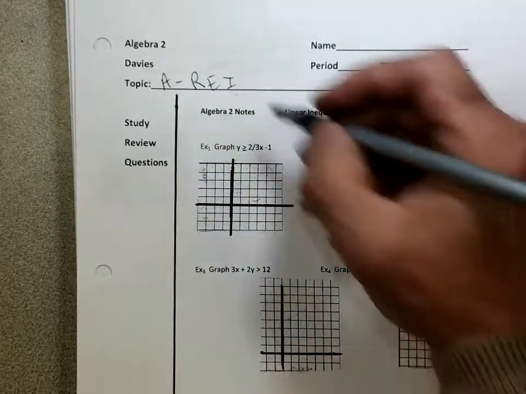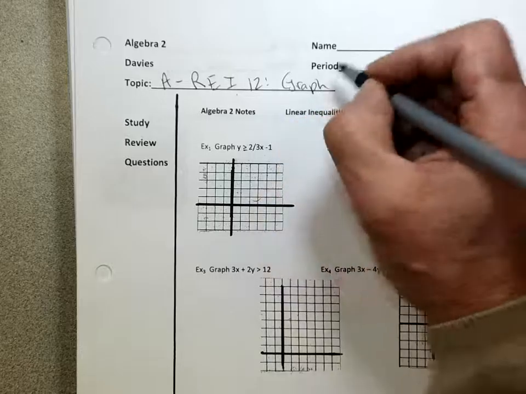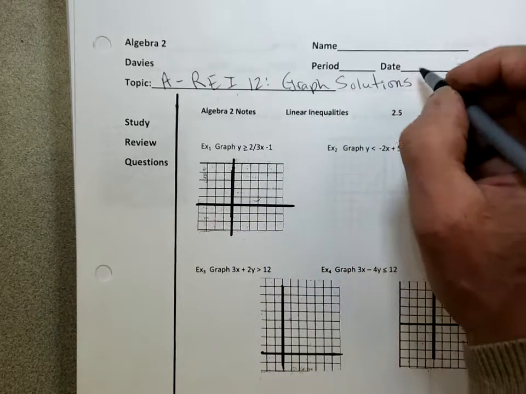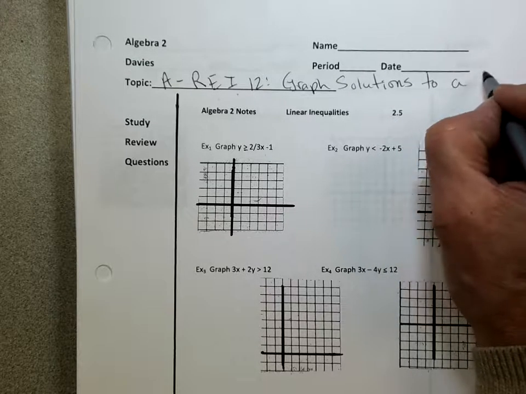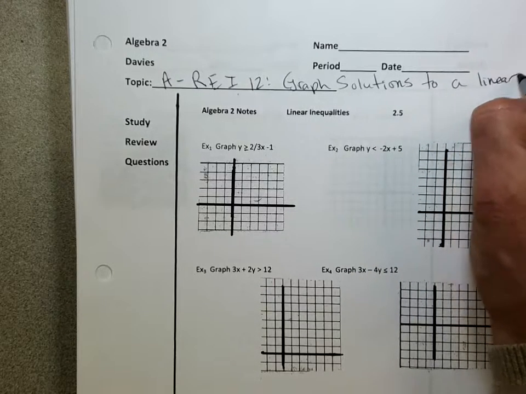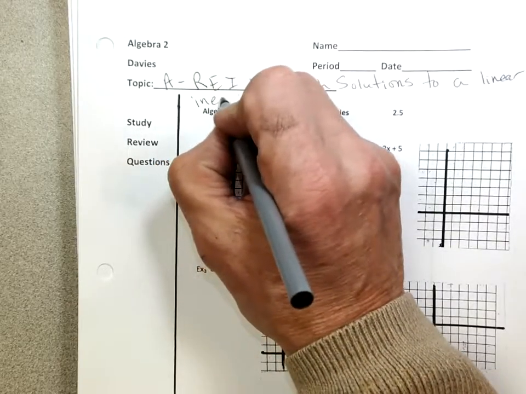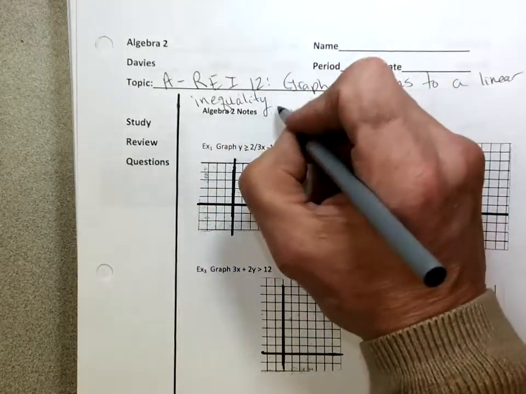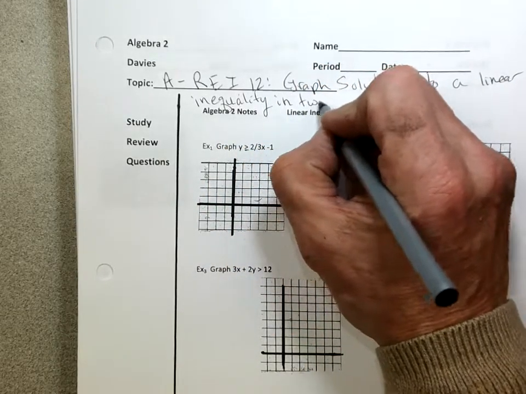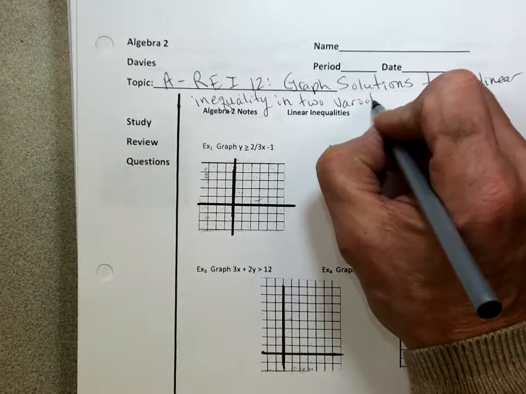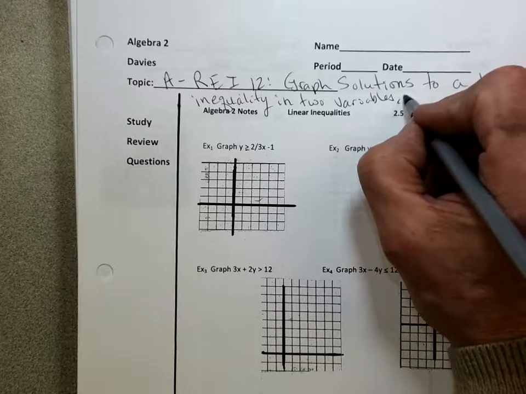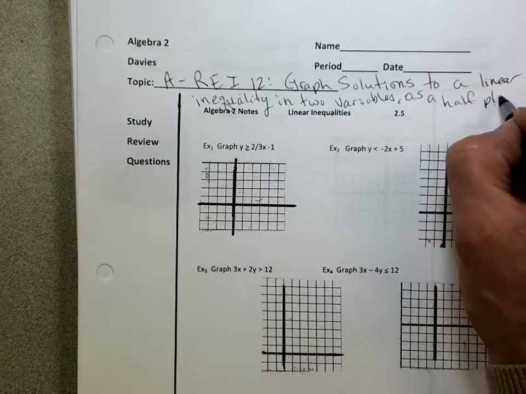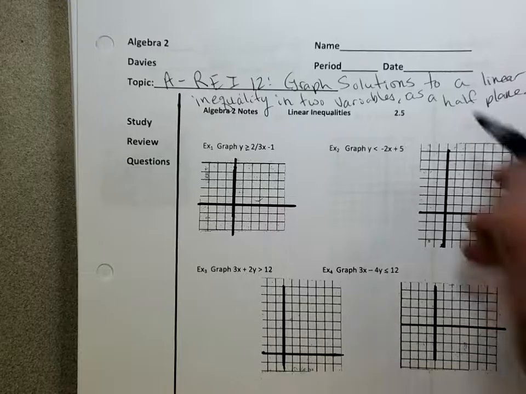So the Common Core says graph solutions to a linear inequality, which is what we're doing, in two variables, as a half plane. Okay, what does that mean? We're going to figure that out.